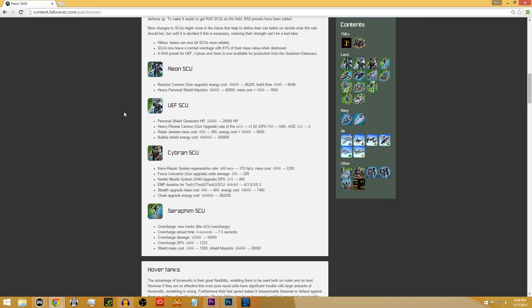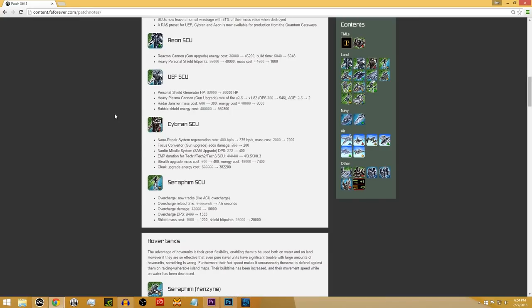So SACUs are still a strong unit. You definitely need to build them. They're not as bad as they were before, but now they're not overpowered. And then hover tanks.